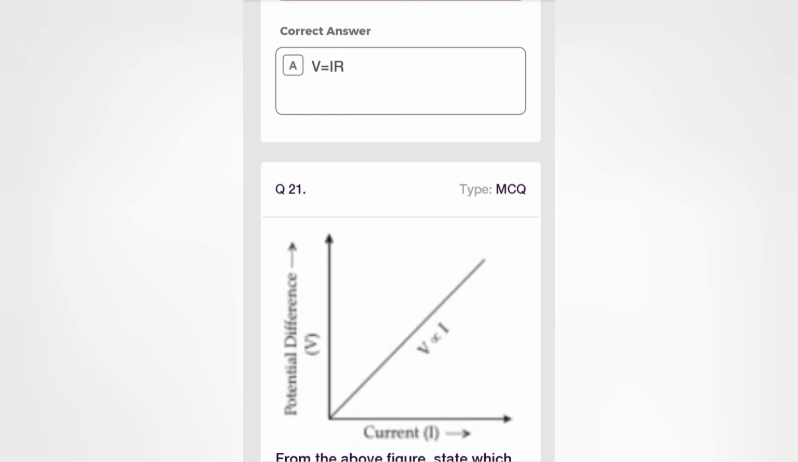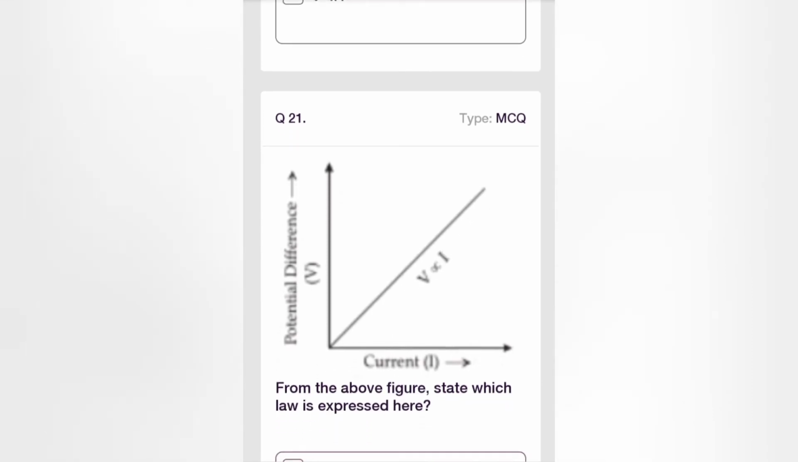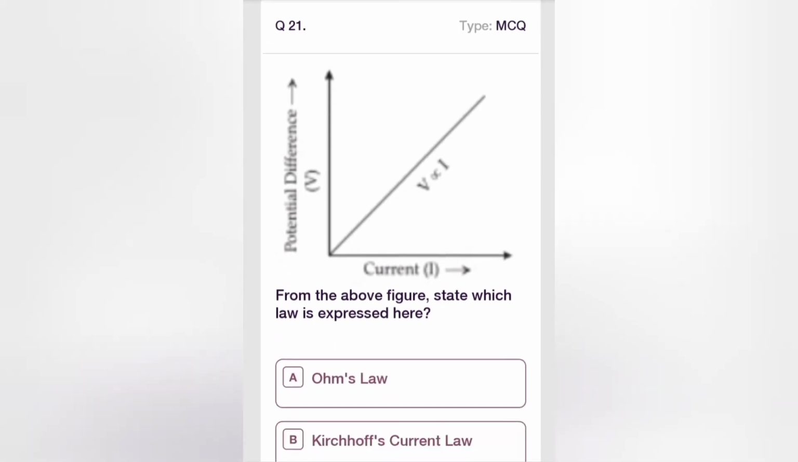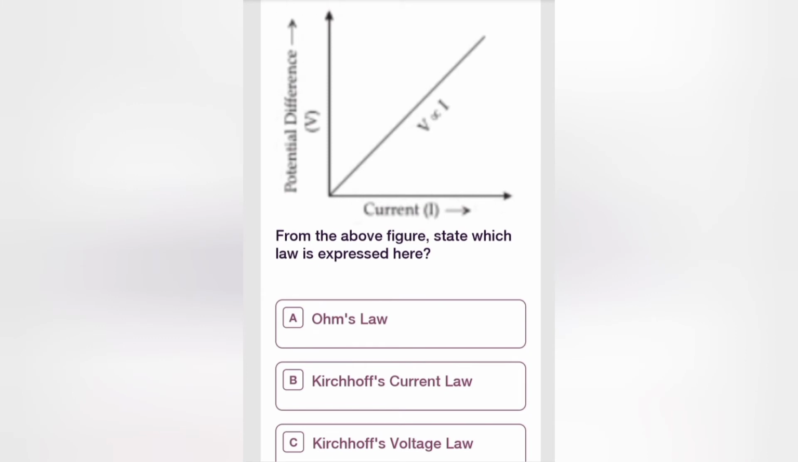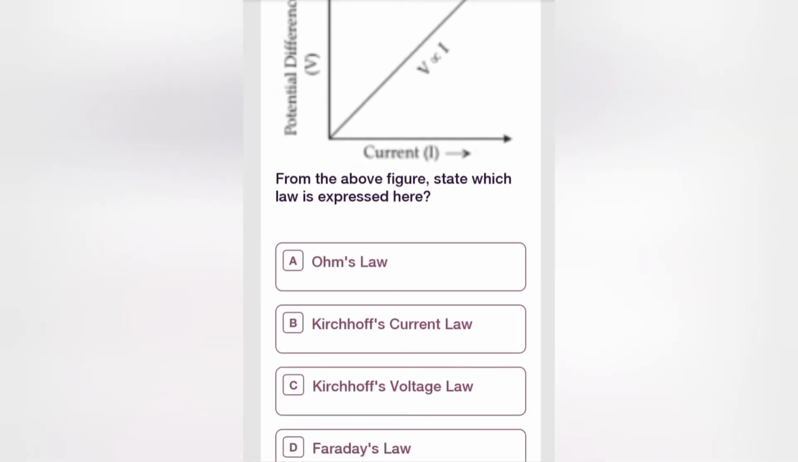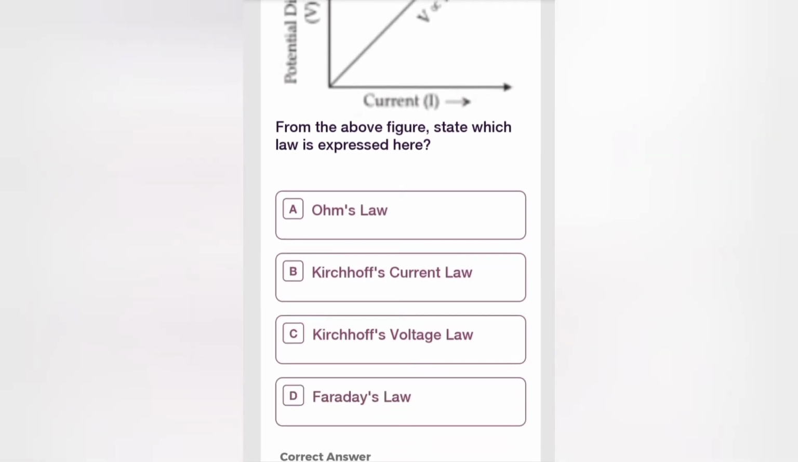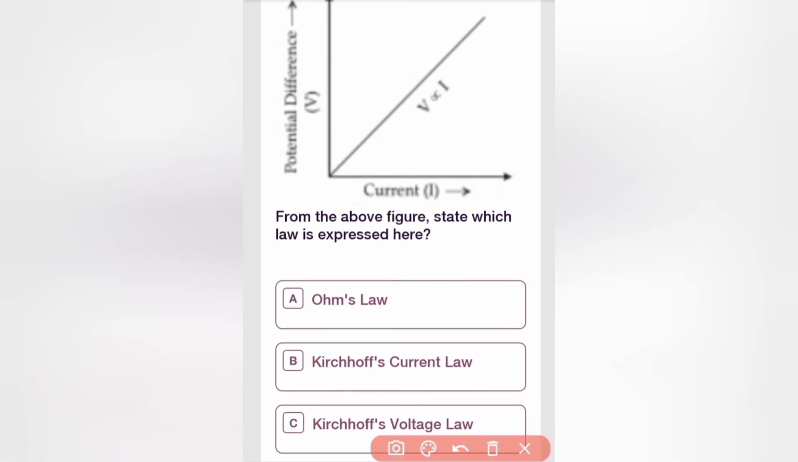21st question. From the above figure, state which law is expressed here. V proportional to I, or I proportional to V, that is Ohm's law, no? So from this figure we get Ohm's law. Not Kirchhoff's law, Kirchhoff voltage law, or Faraday's law. So option A is the correct answer, which is Ohm's law.